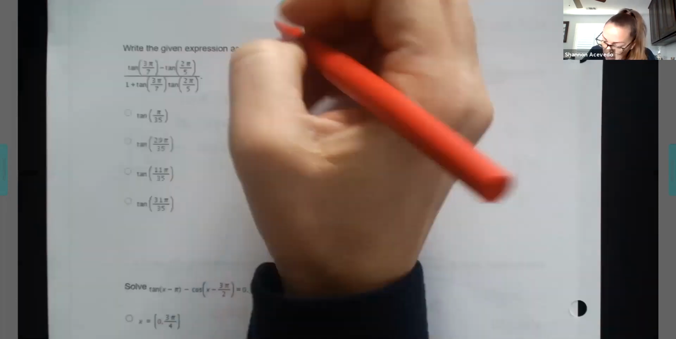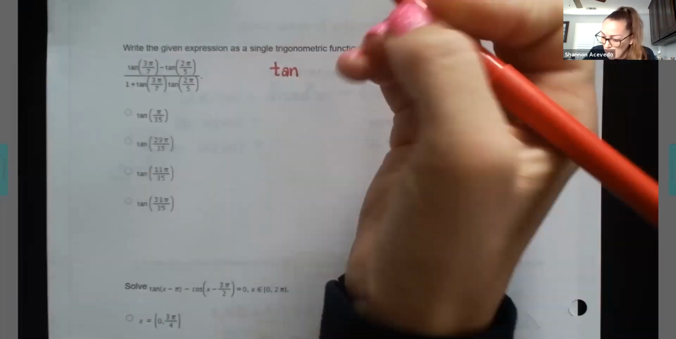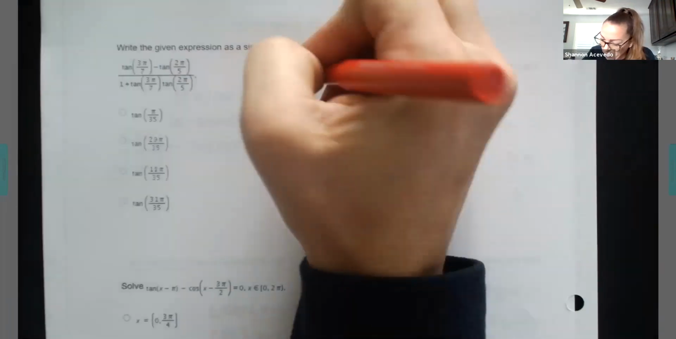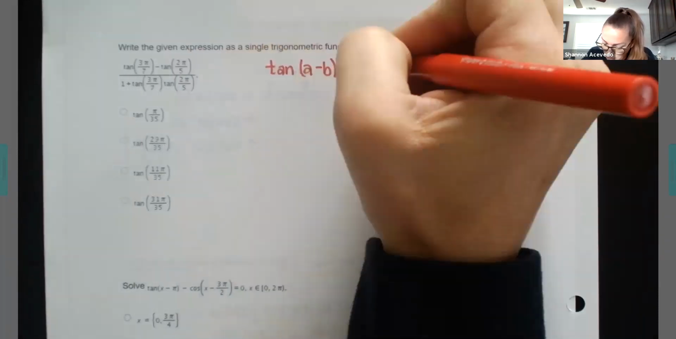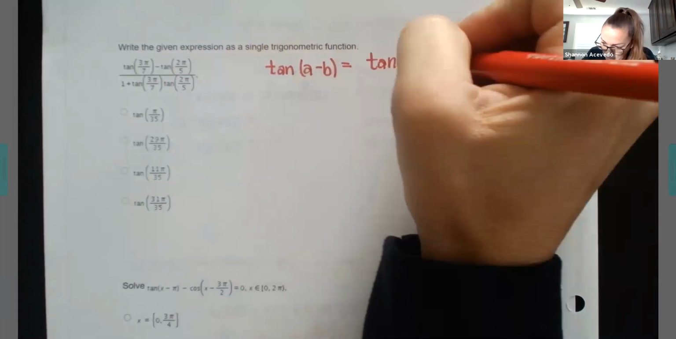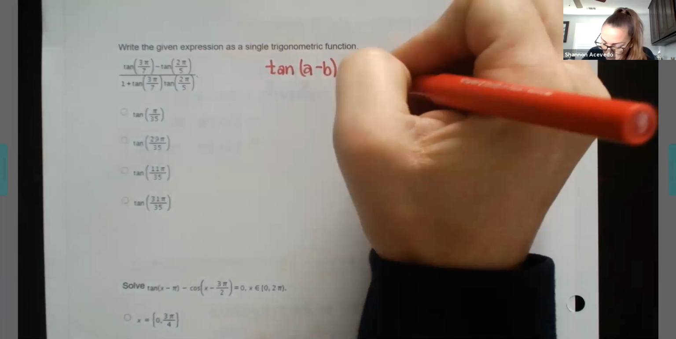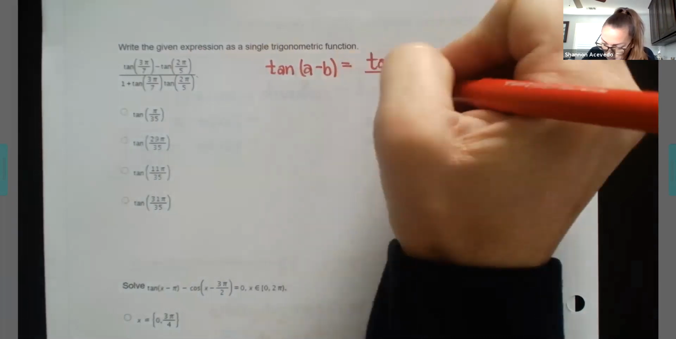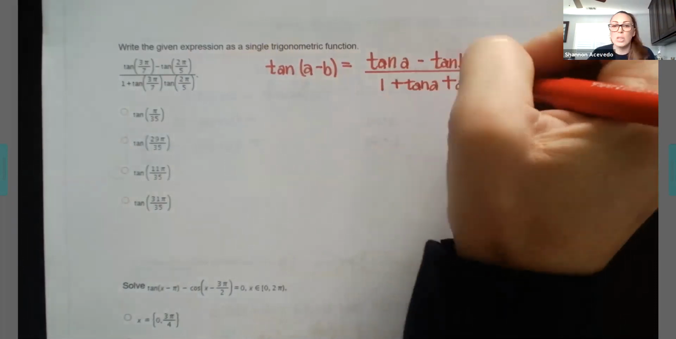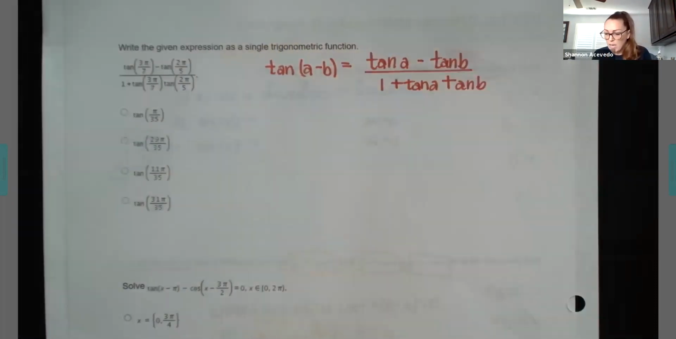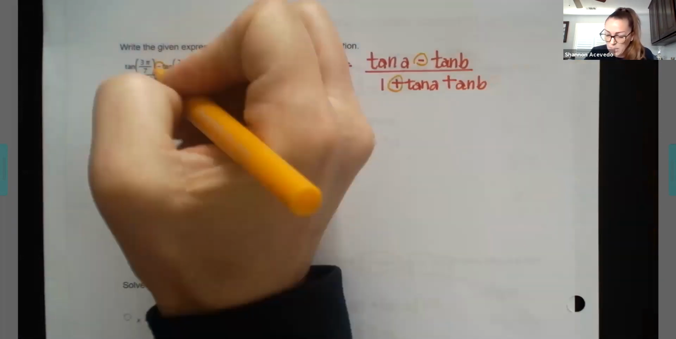What this tells me is that I'll just use A's and B's because I feel like you guys do better with that. Tangent of A minus B is equal to tangent of A minus tangent of B all over 1 plus tangent of A tangent of B. So this is the equation that I'm using. And again, my signs match up. It's a minus and a plus, a minus and a plus.